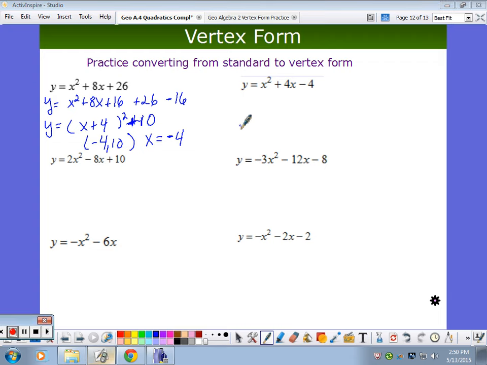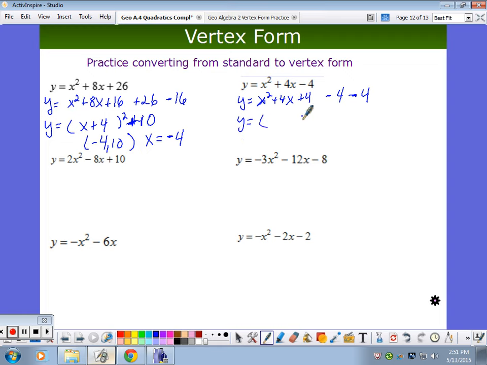Let's try this one over here. y equals x squared plus 4x minus 4. So you rewrite x squared plus 4x. Now I'm going to put my minus 4 over here. That's an x. I don't have that. Half it, square it. Well, half of 4 is 2. Square it. That's another 4. You just added 4. Keep it on the same side here. I need to subtract 4 again, so the 4 minus 4 goes away.